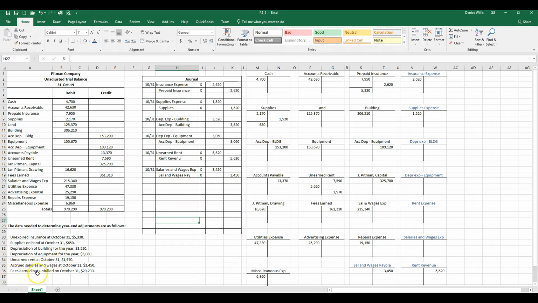There's only one more. Fees earned but unbilled on October 31st are $20,230. What they're saying is we have done this work, but we have not yet billed it. Okay, so it's not showing up in our accounts anywhere, and we need to put it there. So on 10/31, we're going to put this into accounts receivable. Okay, if we haven't even billed it yet, we're obviously not getting the cash, so we're going to put it into accounts receivable for $20,230. And we're going to put it in fees earned because we earned it. Just because we didn't get the cash does not mean we didn't earn it.